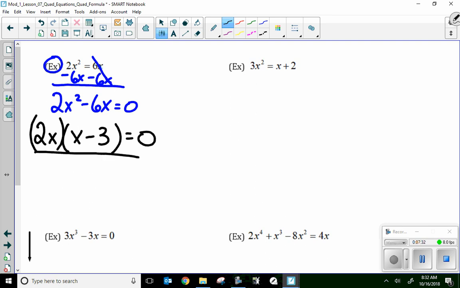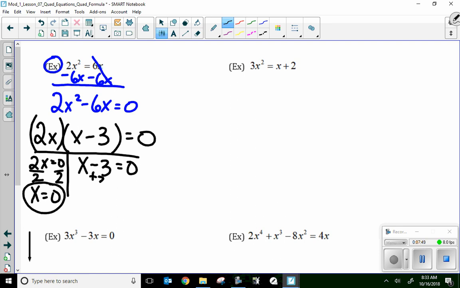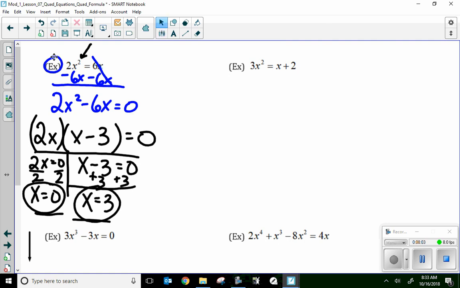So now I set them equal to 0. 2x equals 0. X minus 3 equals 0. And I solve them. Divide by 2, x equals 0. That's one answer. I add 3 to both sides. There's my second answer. I have 2 solutions. My biggest exponent is 2. Good.